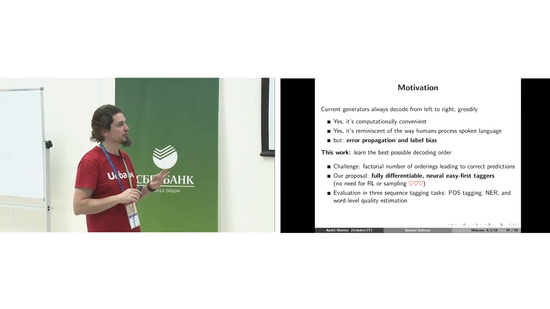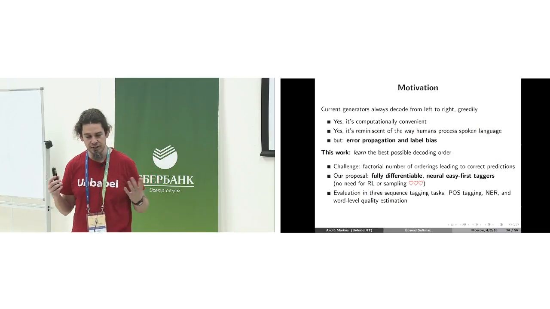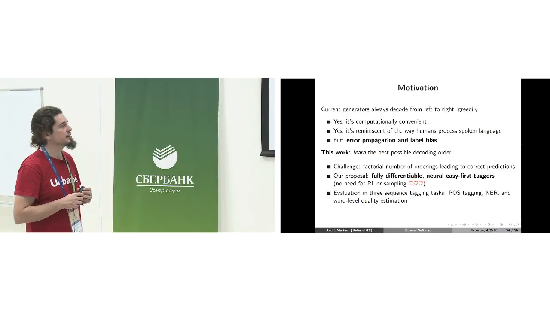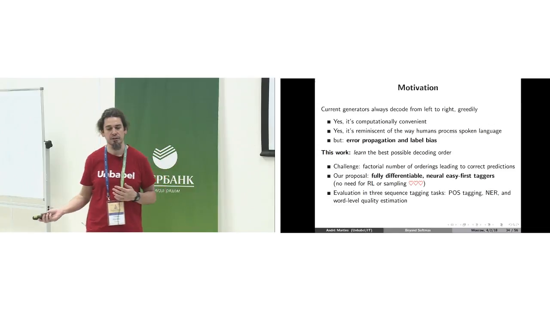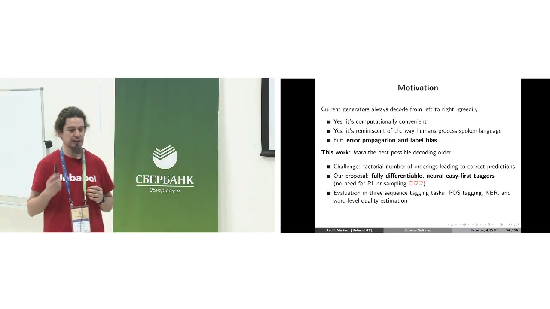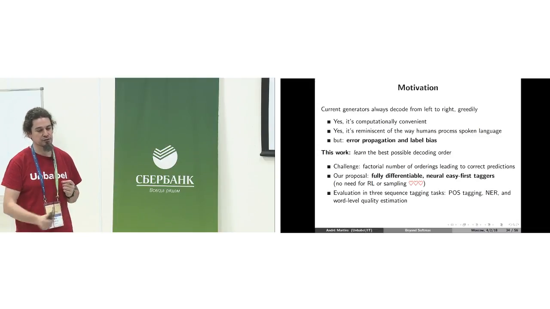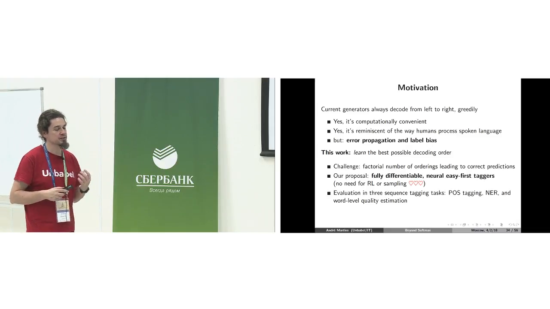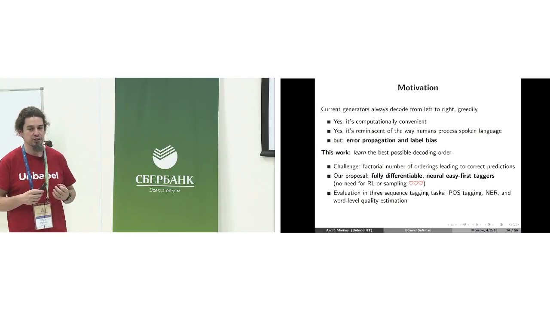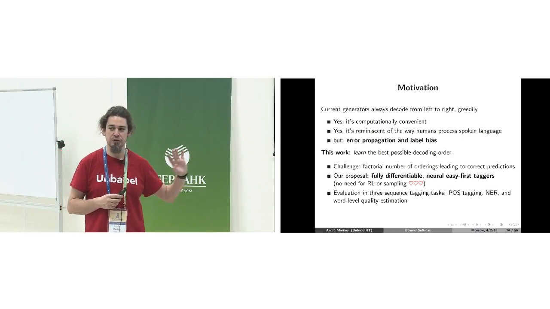So we're going to see that this makes it simpler to drive an algorithm for this. The main key aspect of our proposal is that this idea of easy first taggers has been tried by other people a long time ago, before neural networks got so popular, but the entire thing is not fully differentiable. So if you want to use the same ideas with neural networks, you need to go to something like sampling, reinforcement learning, and so on. And here we are trying to avoid those things.